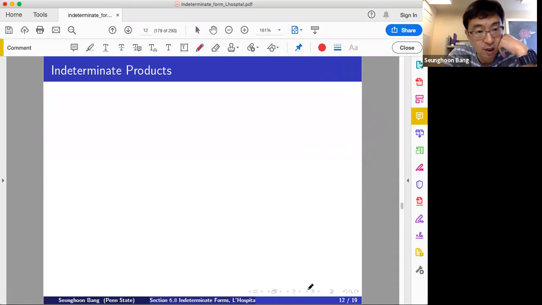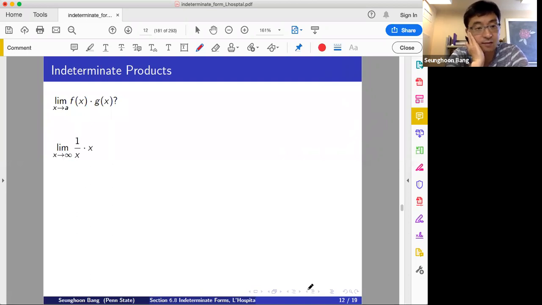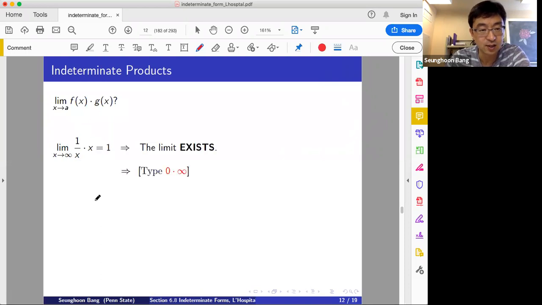So next is the indeterminate product. What's that? The limit of f of x times g of x as x approaches a. One example: as x approaches infinity, 1 over x is going to 0, and x is going to infinity. So what happens? Just cross out x, the answer is 1, and the limit exists. This is type 0 times infinity. The second one is the same: 1 over x is going to 0, x squared is going to infinity. We have a 0 times infinity form.